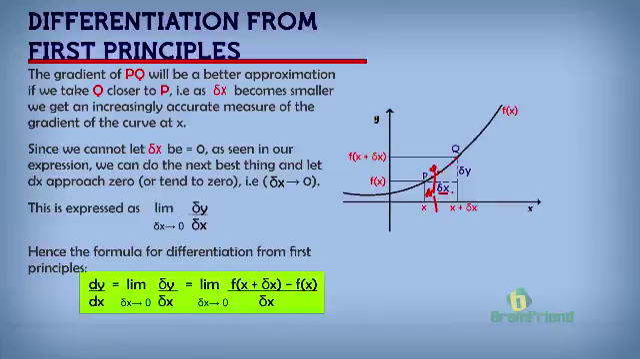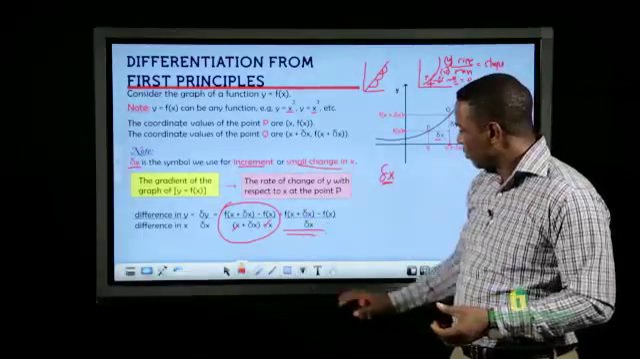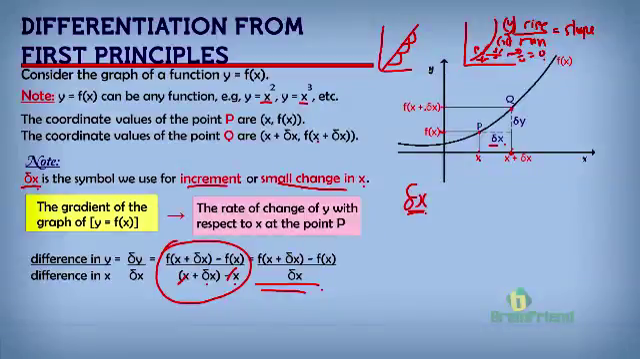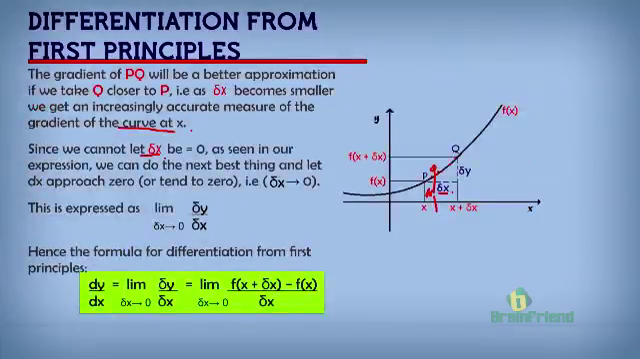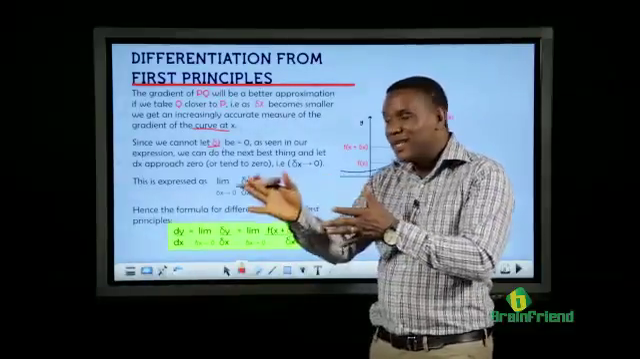So, our gradient of PQ becomes better when Q gets closer to P. As our change in x, delta x, becomes smaller, we get an increasingly accurate measure of the gradient of our curve at x. But from the formula that we saw earlier, we cannot let delta x be completely 0. If we mathematically impute this as 0 immediately, we'll have an inconclusive answer. So what do we do? We do the next best thing. We make our delta x tend to 0.